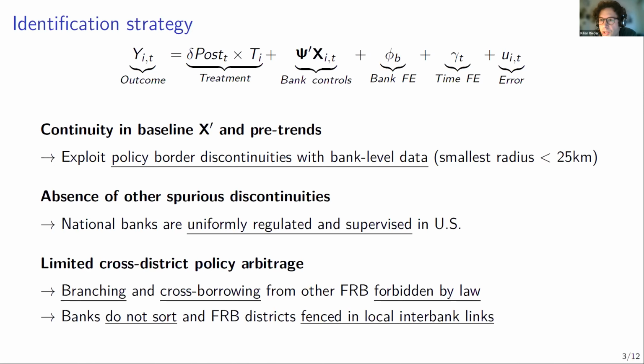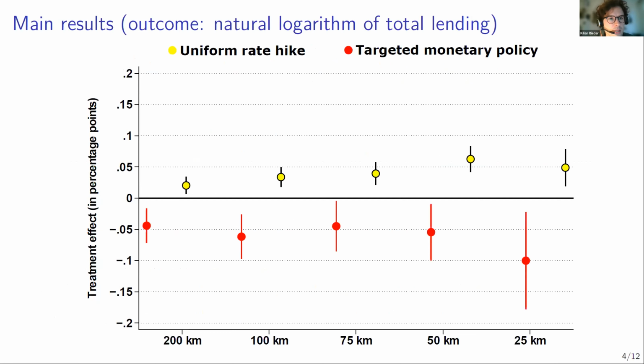Finally, what I can also show with my data is that the banks did not sort in reaction or in anticipation to the policies, and that the Federal Reserve bank districts, and that's an insight from the literature essentially, were designed in a way to fence in local interbank links. So this already prevents a large part of what policy arbitrage could usually be going on in that kind of setting. Now, what are the main results that I find?